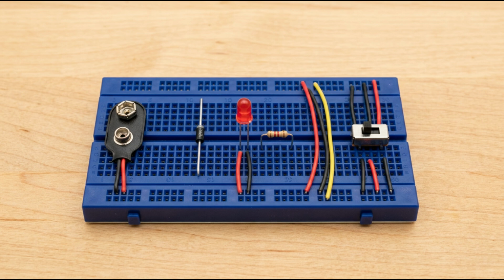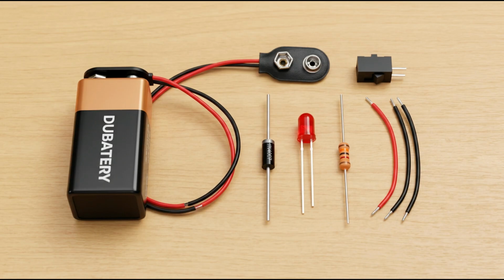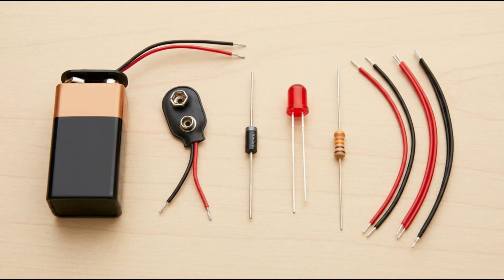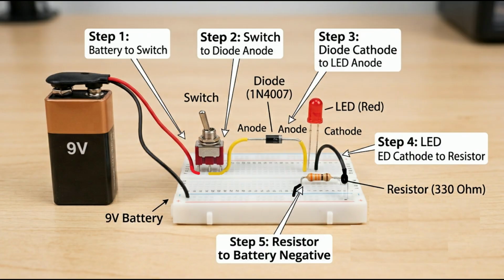Now let us build a simple practical example step by step. We will connect a diode to protect an LED and make sure current only flows the correct way. You will need a 9-volt battery, one ordinary silicon diode like the 1N4007, a red LED, a 330 ohm resistor for the LED, some wires, and optionally a switch. Here is exactly how to do it.